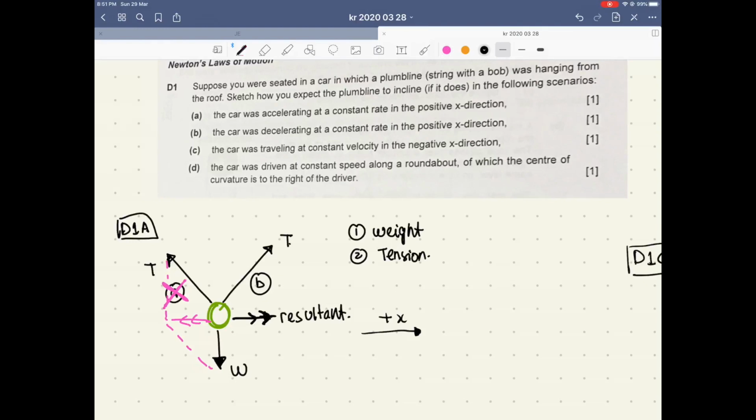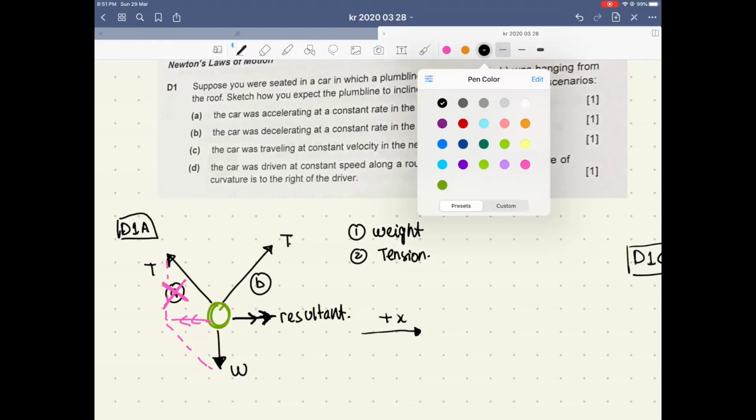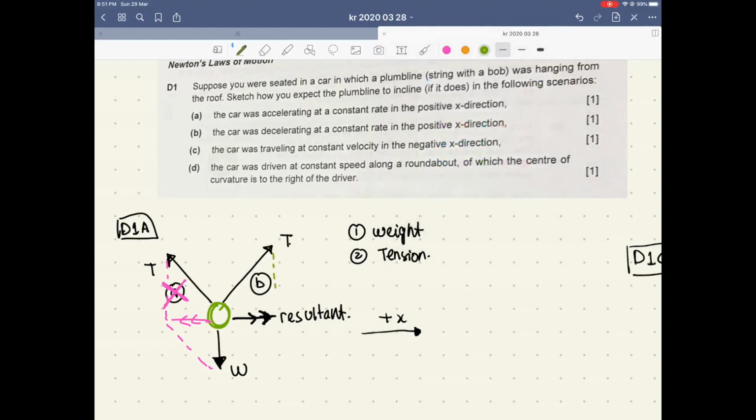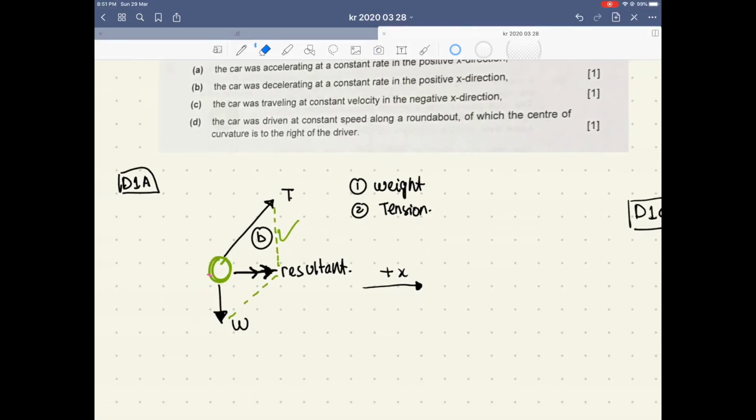Because if you find the resultant, it will be pointing to the right. So B is correct. Right? So we erase A. That's how you sketch the diagram, right? Weight and tension.